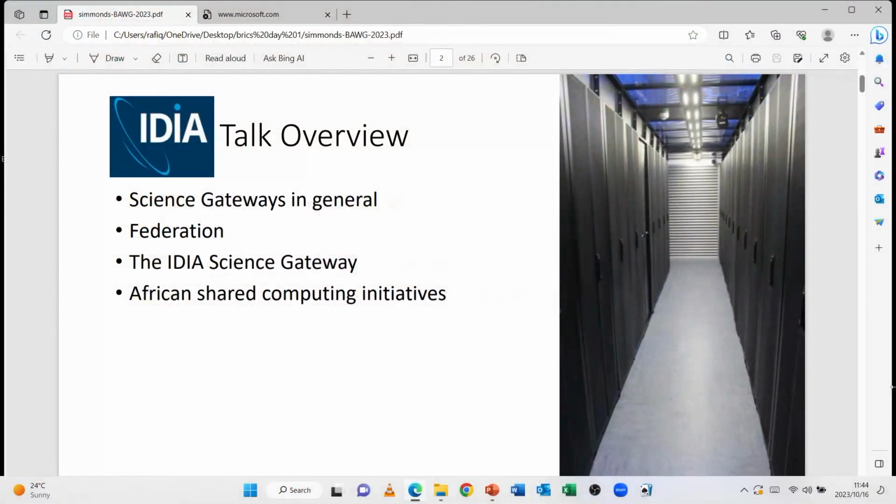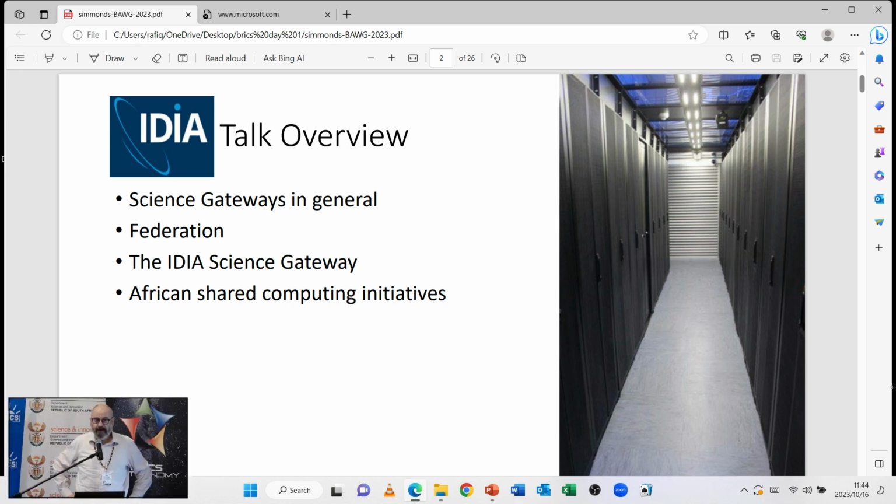Ooh, that didn't do what I was expecting. Okay, so I'm going to talk about science gateways in general, talk about the Federation, and then go on to talk about the IDIA Science Gateway in particular, and talk a little bit about African Shared Computing Initiatives. So Russ has already mentioned one of them.